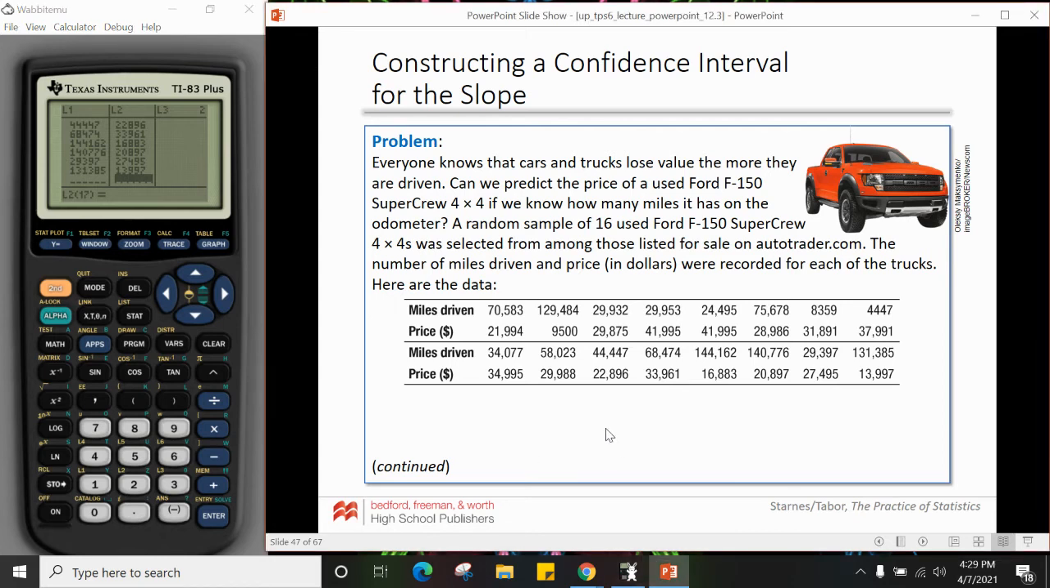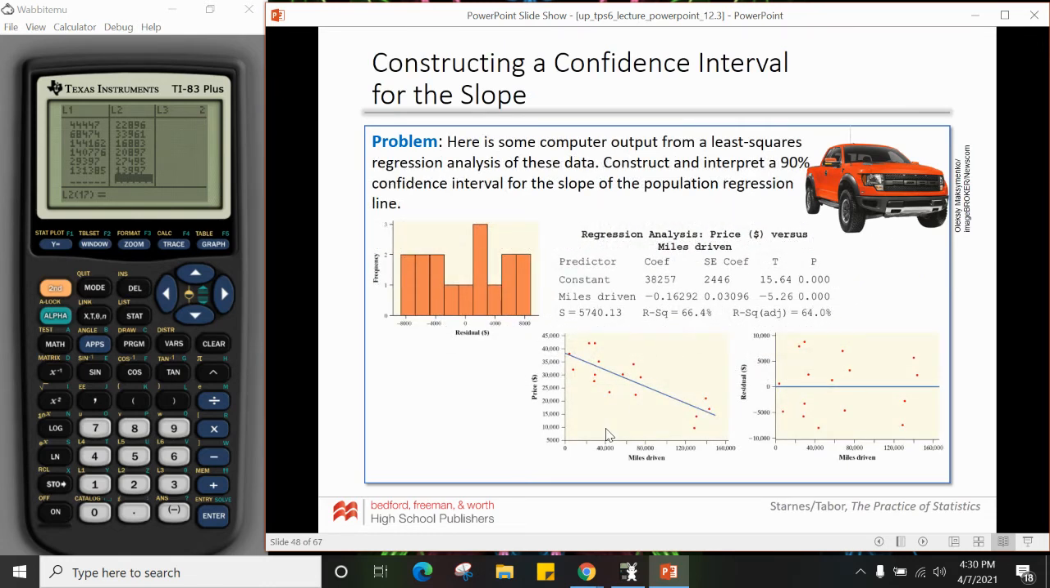So everyone knows that cars and trucks lose value the more they are driven. Can we predict the price of a used Ford F-150 if we know how many miles it has on the odometer? A random sample of 16 used F-150 Super Crew 4x4s were selected from among those listed for sale on Autotrader.com. The number of miles driven and price in dollars were then given. So construct and interpret a 90% confidence interval for the slope of the population regression line.